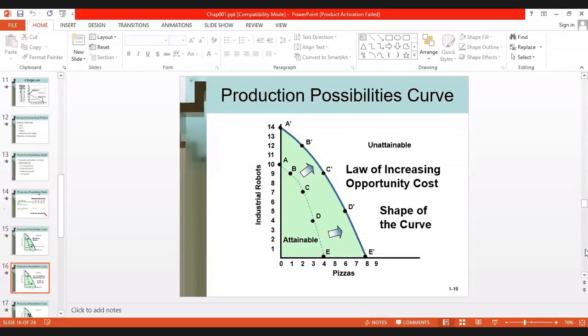Because of the law of increasing opportunity cost, the shape of the curve is concave.